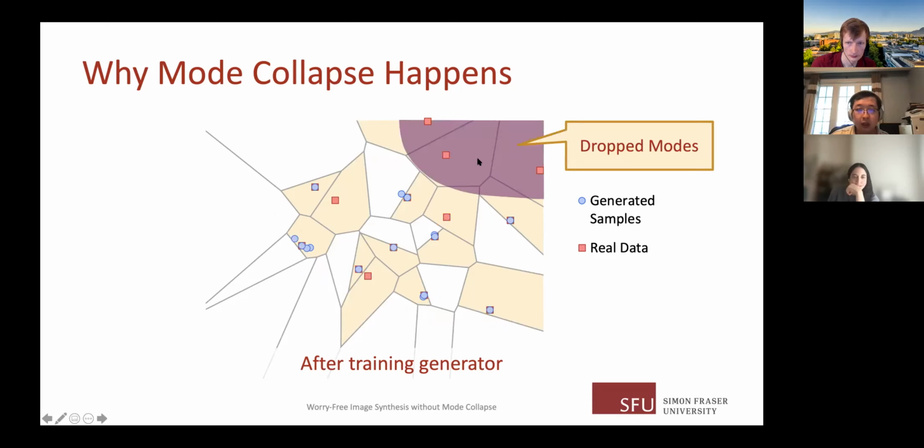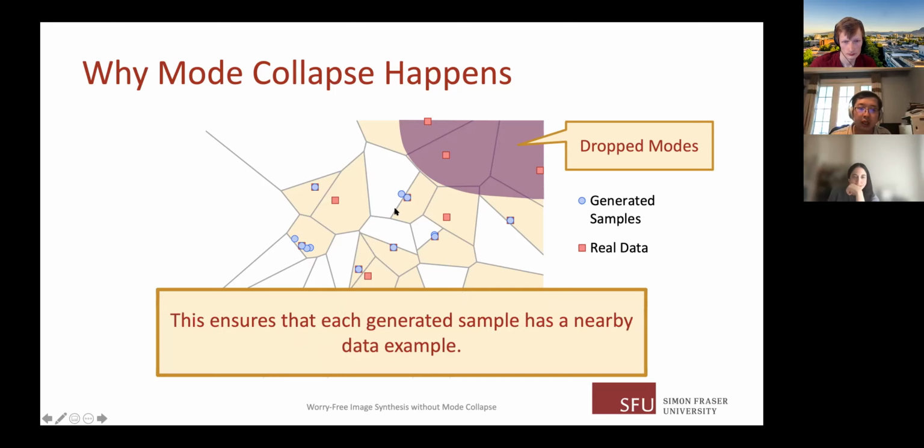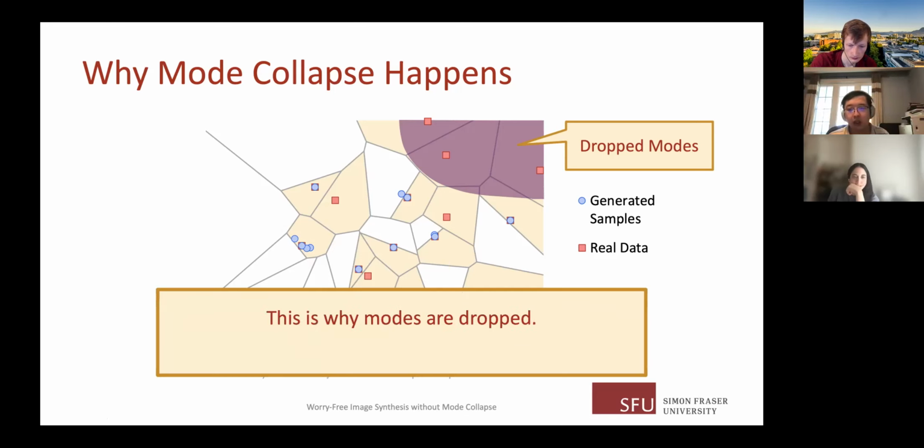You can see there are these red points up here that are not covered by the generated samples. It's learning these points very well, but there's no blue point nearby for any of these red points. So these are the modes being dropped by our generator. What actually went wrong here? If you think back to what happens, every generated sample is pushed towards the nearest data points. This makes sure that for every generated sample we have a nearby data point, but it does not ensure the opposite. It does not ensure that for every data point we have a nearby generated sample. That's why modes are being dropped. So this directionality is key here. You actually want every data point to be covered.